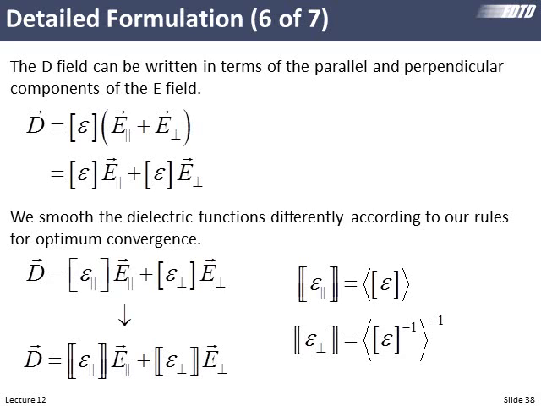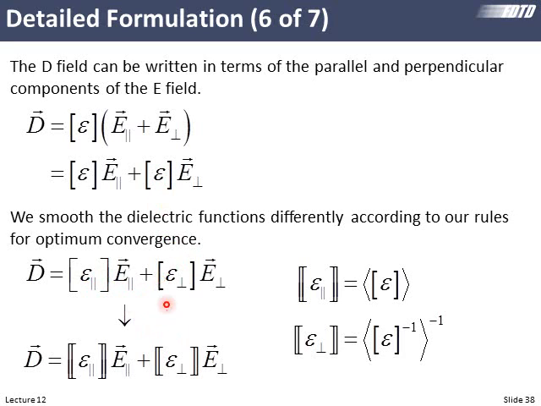Okay, back to the beginning. We have D equals epsilon E, but we separated E into parallel and perpendicular components. We then multiplied this out, and we had an epsilon times the parallel E plus an epsilon times the perpendicular E. This gave us an opportunity to treat these differently, and as we saw, we have to blur them differently. The epsilon multiplying the parallel component or the tangential component of E, we just blur. Over here, we'll take the reciprocal of epsilon, blur the reciprocal, and then take the reciprocal of that blurred function.